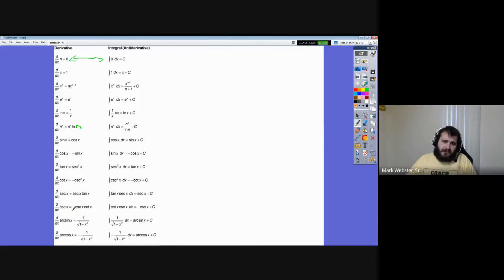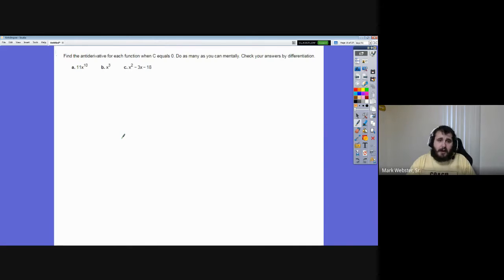What I'll do is I've got this as an image file. I will share this in the Google Classroom so that we know. All right, so let's do these. So we're going to take the antiderivative, and we're going to say that c equals 0.